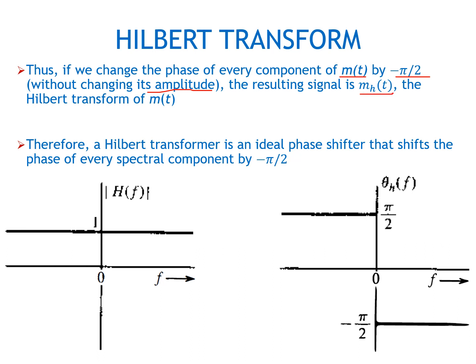So if we consider only the positive frequencies, changing the phase of m(t) by minus pi by 2 will be equivalent to getting the Hilbert transform of m(t), which is represented by m_h(t). So in summary, a Hilbert transformer is an ideal phase shifter that shifts the phase of every component by minus pi by 2, right? The magnitude remains the same if we pass a signal through a Hilbert transformer, but the phase shift is represented by this plot.